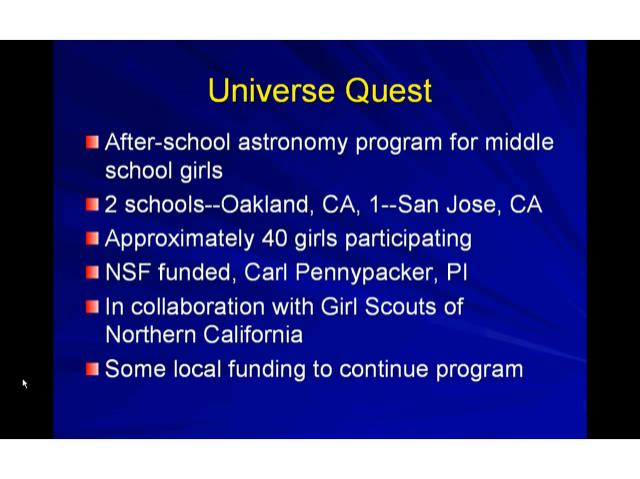Over the 3 years, we've had about 40 girls participating, and I know some of you have seen some of this presentation. This was funded by the NSF through a grant that Carl was able to obtain for 3 years, and we've been doing it in collaboration with the Girl Scouts of Northern California. In terms of the future, Carl and the Girl Scouts are looking for other funding to keep it going without federal funding.